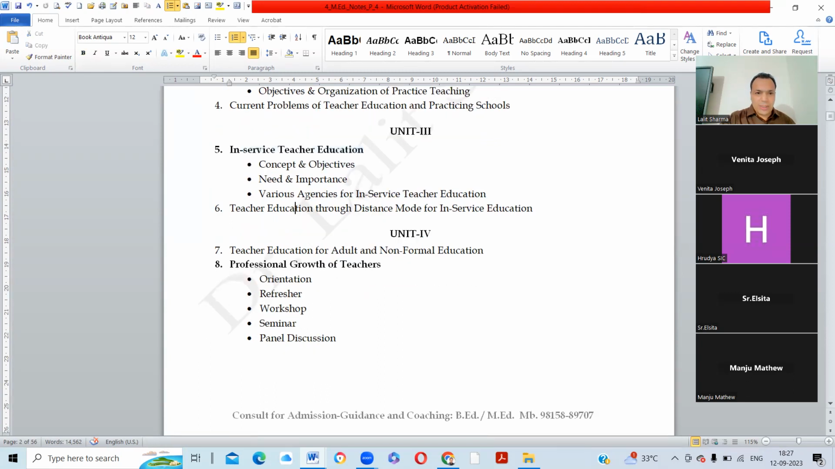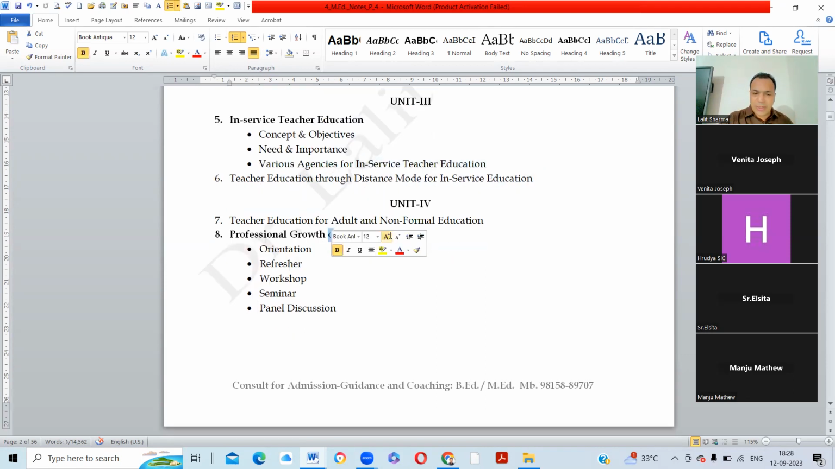And last, various agencies in in-service teacher education, see, the question has come. Various agencies in in-service teacher education: DIET, RIE, Regional Institute of Education. In every district, guys, you will find these kinds of agencies which prepare the in-service teacher. It is from the government. All the in-service teachers have to go to them for professional growth.